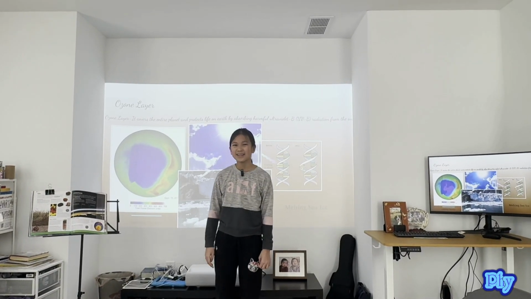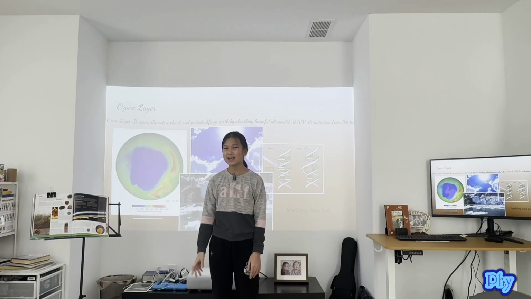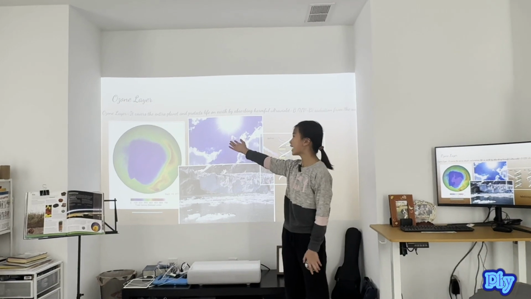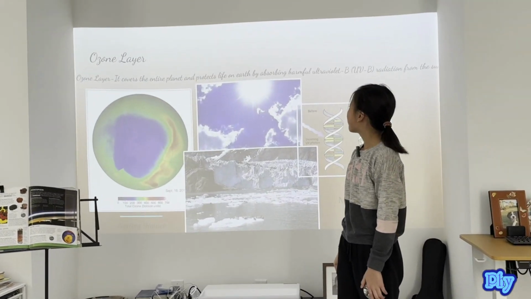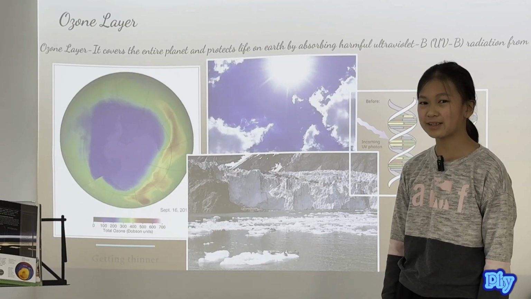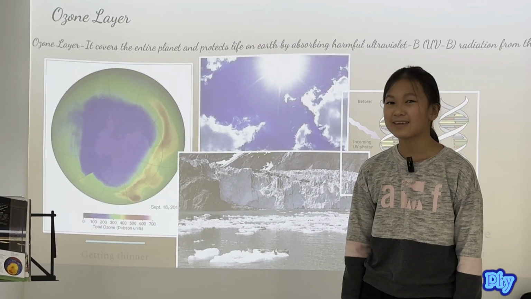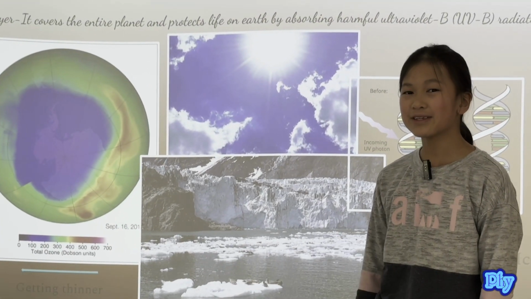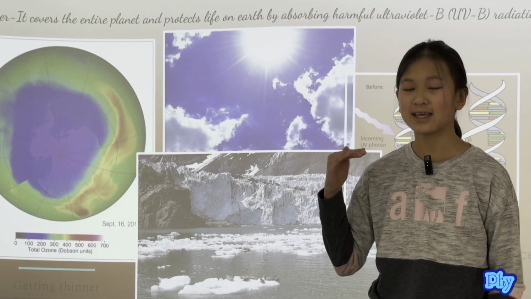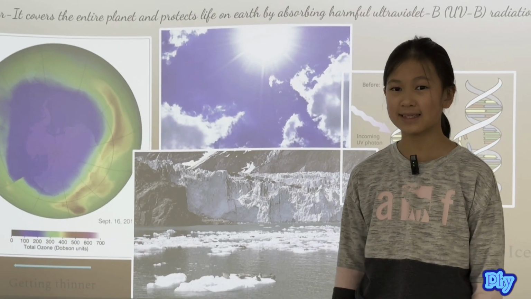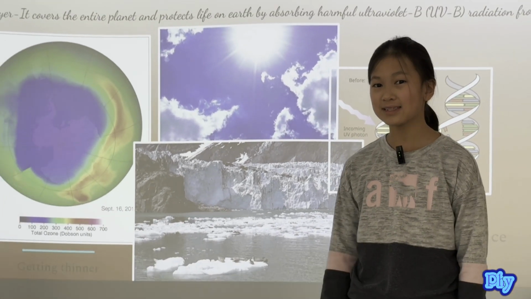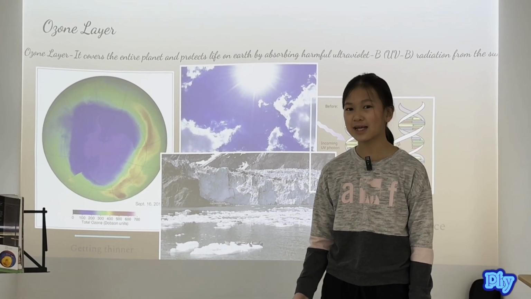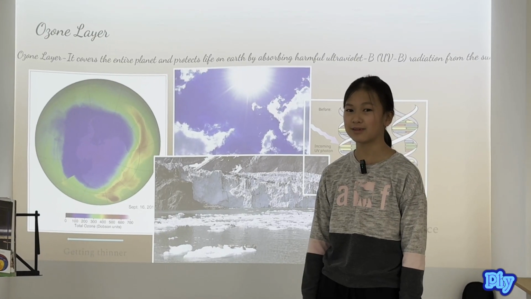The ozone layer is, as I said, a very vital part of our atmosphere. The ozone layer covers the entire planet and protects life on Earth by absorbing harmful radiation, or ultraviolet. This is an image of our ozone layer. Our ozone layer has declined over the years, so that means it's getting thinner and thinner. This is not good because that means that harmful rays from the sun or even from space can get into Earth more easily.